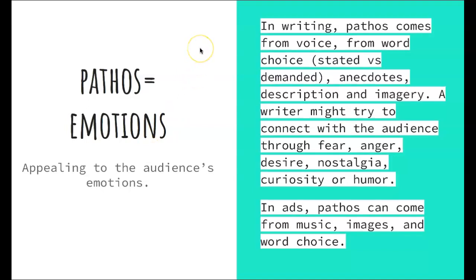The next one we're going to talk about, the next tool, is pathos. Sometimes people mix up ethos and pathos because they think ethos, emotions, but it's actually ethos, ethics or credibility. Pathos is the Greek word that stands in for emotions here. And this is referring to when the writer or the producer uses images or words or music to make the audience feel something. So in writing, pathos comes from voice, from word choice, from anecdotes, from description and imagery.